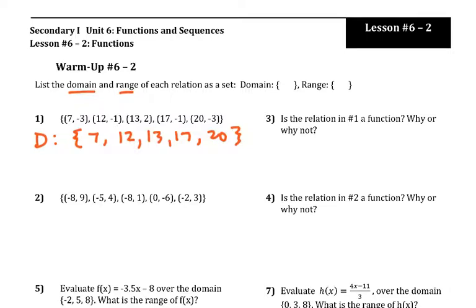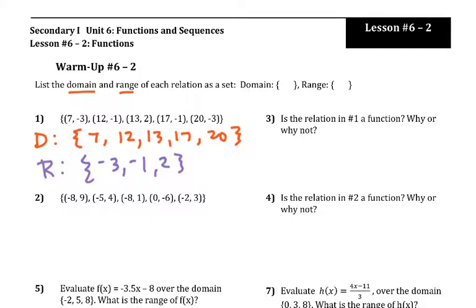The range is going to be all of my y values. And so I'm going to write those: -3, -1, 2, -1. Oh, I don't have to write that one again. Don't write it twice. And -3, I don't need to write that again either. So I can just finish up with that.